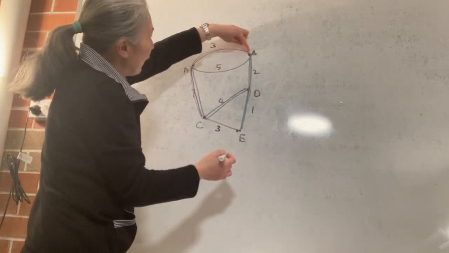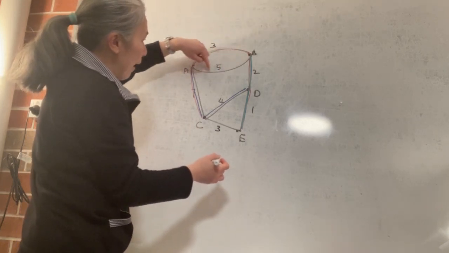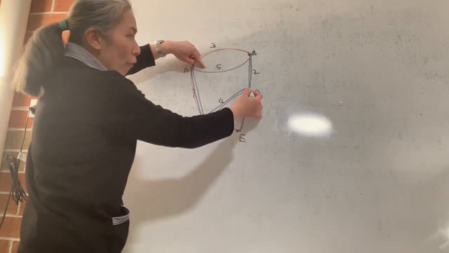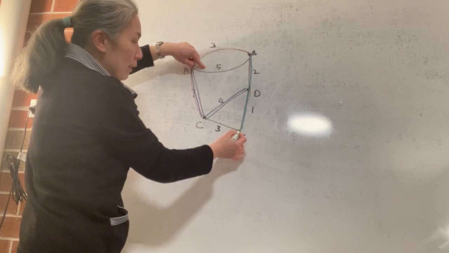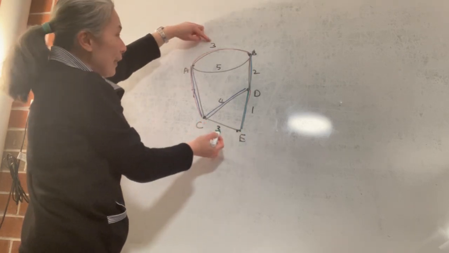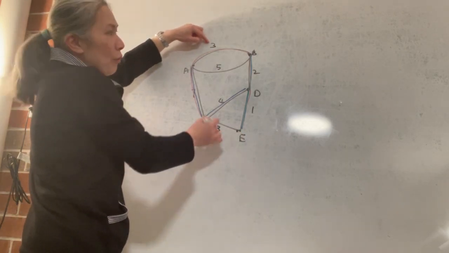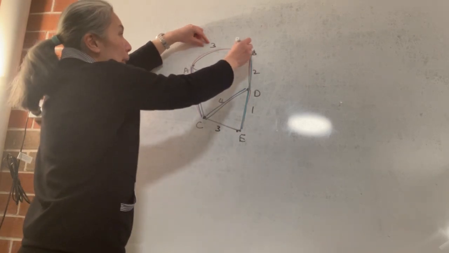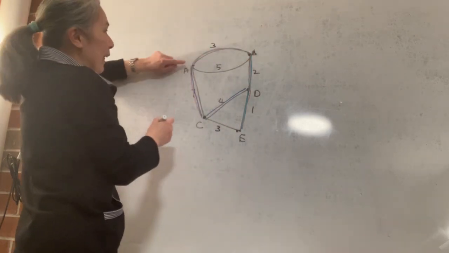Now I can pick from here, I can pick 3, I can pick 5, or from this vertex I can pick 4. From this vertex, I can pick 3. So actually these 2 are the same. It's up to you which one you want to pick. I'm picking this one. Okay, now I pick again.